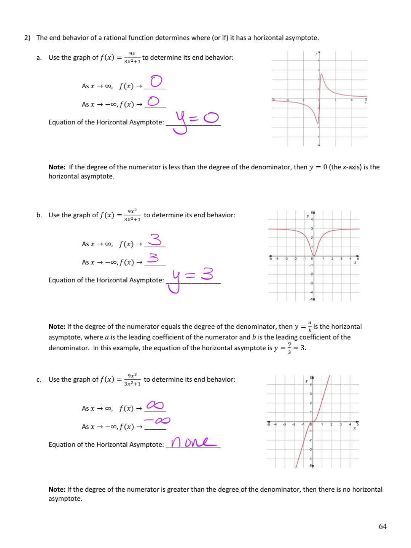There is no horizontal line that the graph is approaching. This will happen whenever the degree of the numerator, 3 in this case, is greater than the degree of the denominator, 2 in this case. So 3 is bigger than 2, we have no horizontal asymptote.